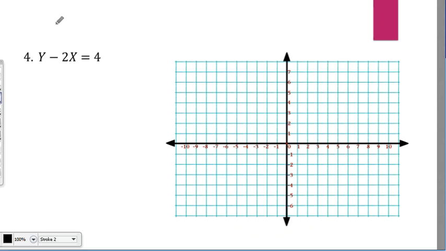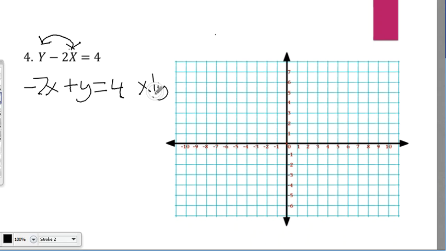Okay, so for this one, in order to put this in standard form, we're going to switch these around. At this point in the video, it would be really great if you guys push pause and try and do this one on your own, and then push play, and then you can see if you did it correctly. So when I switch those two around, we have negative 2x plus y equals 4.